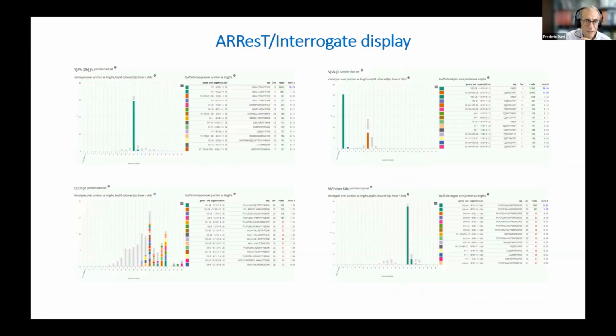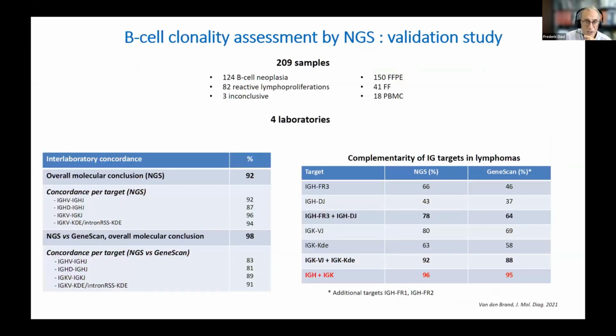AIRR-seq interrogate has a special feature where if you use this assay, you can automatically have the results in GeneScan and clonotype frequency, for all 4 targets, which is very helpful and easy to use in the clinical lab. There was a validation study that was done on more than 200 samples in 4 laboratories, which showed a very good interlaboratory concordance, and as has been shown for PCR and GeneScan, the use of complementarity for immunoglobulin targets in lymphoma.